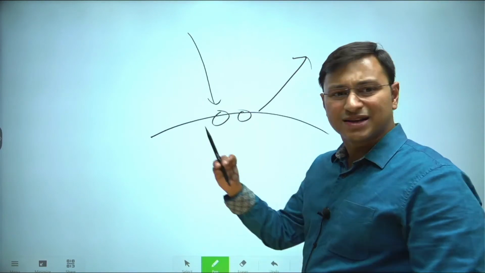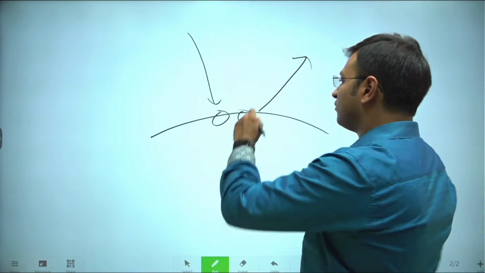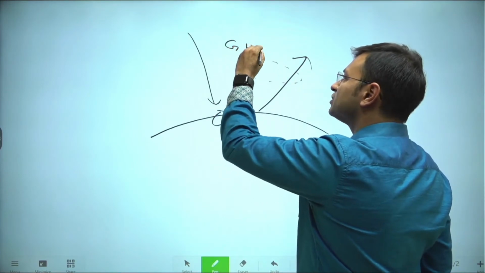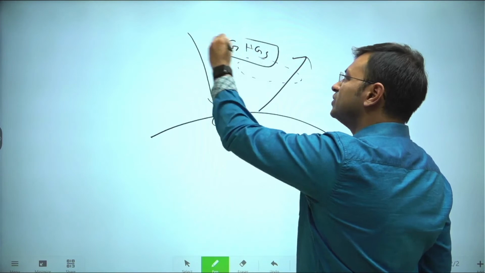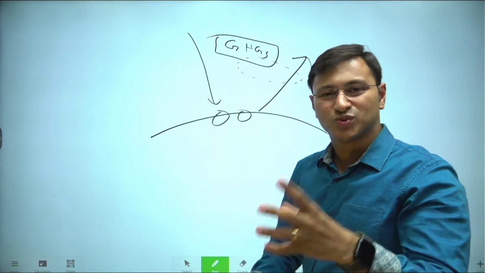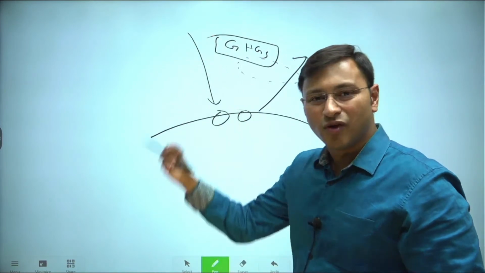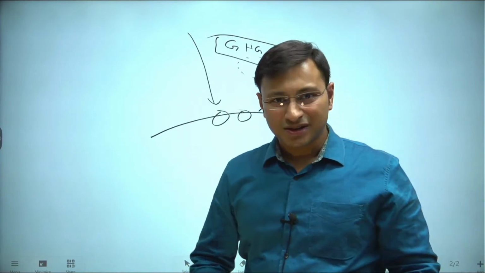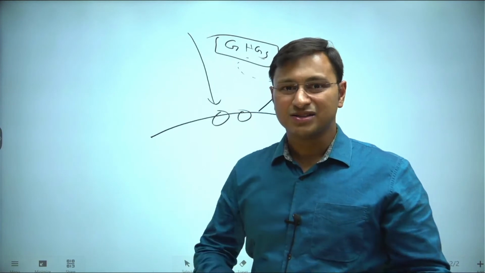So as it reflects it back, what will happen? You will have the greenhouse gases in the atmosphere. These greenhouse gases will do what? These greenhouse gases will trap the heat and they will warm up the atmosphere. So you have this heat trapped in the atmosphere, which will again result into what?